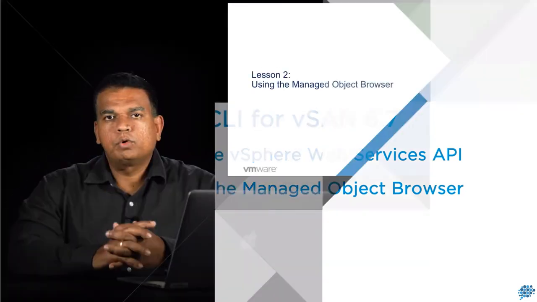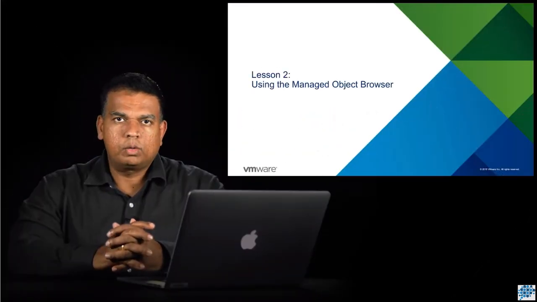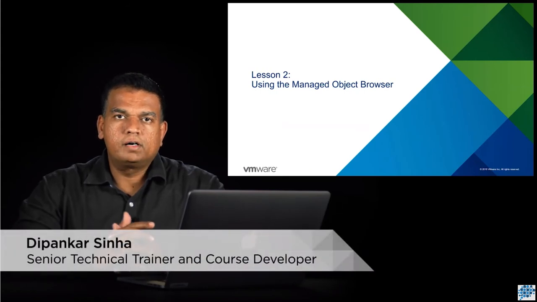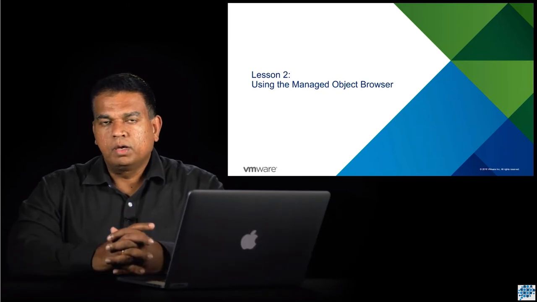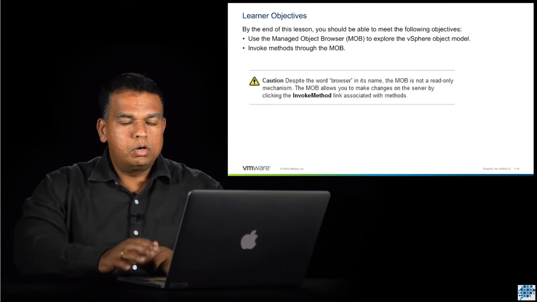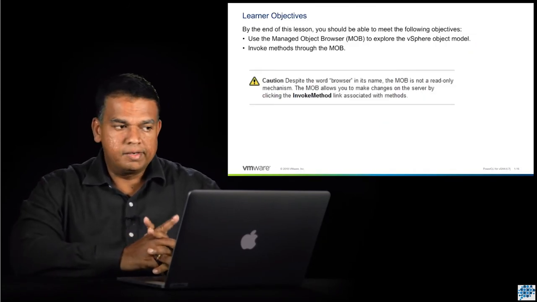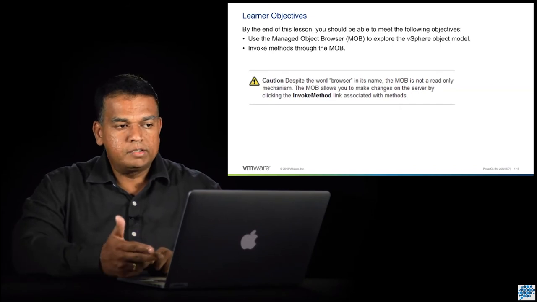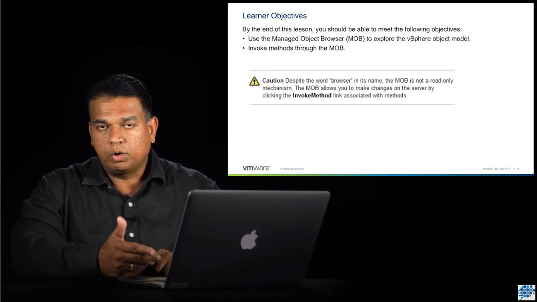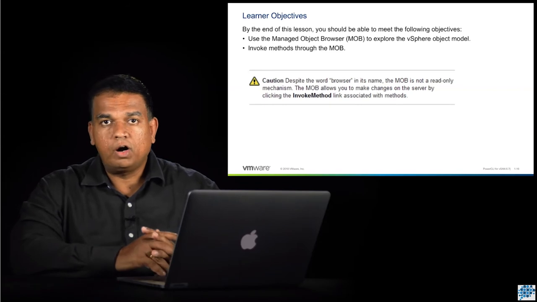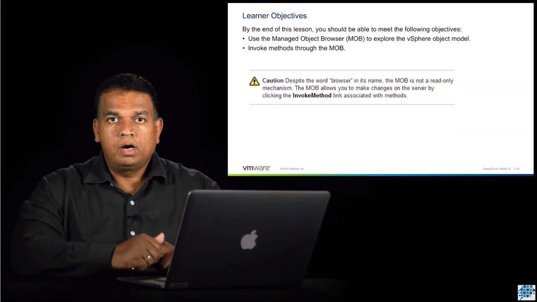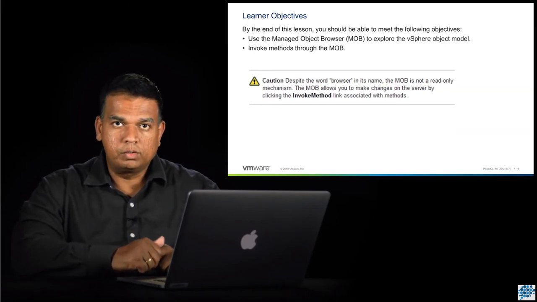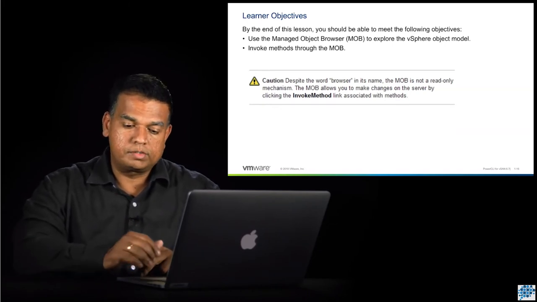In this video, I'm going to talk about the VMware Managed Object Browser, which provides an easy, user-friendly way for us to discover and look at the vSphere object model. So what are the things we are going to look at here? We'll use the Managed Object Browser to explore the vSphere object model, and we'll also see how to invoke certain methods on the various objects. For example, how to power on a virtual machine using the Managed Object Browser.